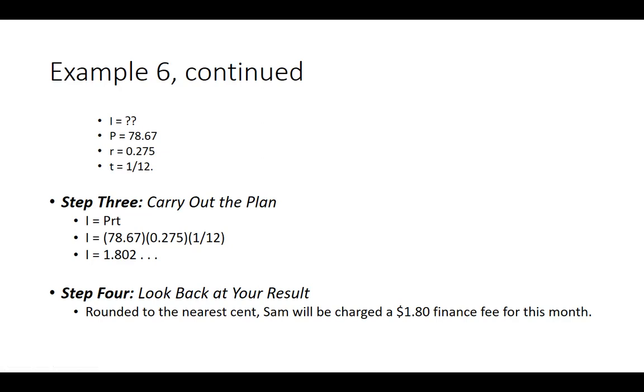But since we're rounding to the nearest cent, we can stop after the 2. We need to see that 2 to realize that the 0 does not round up. The finance fee for the month is going to be $1.80.